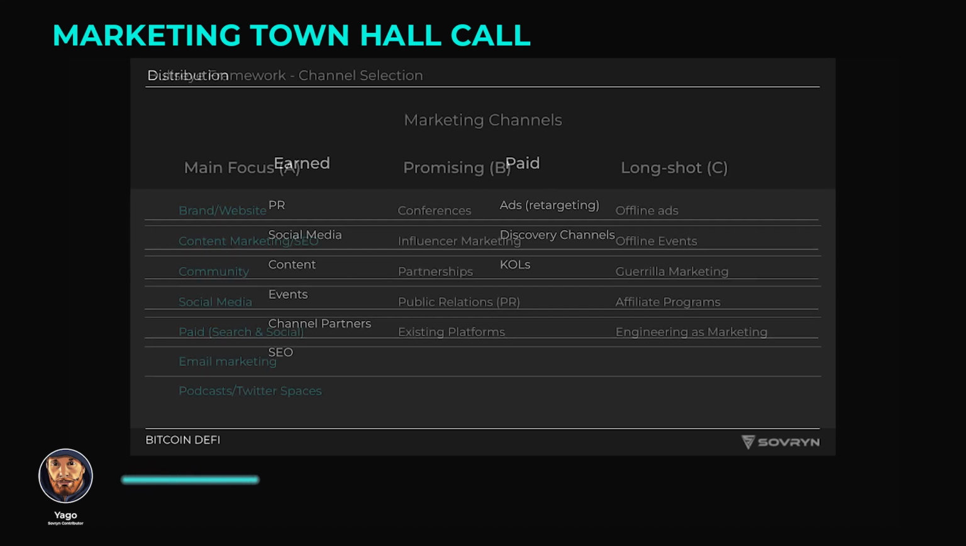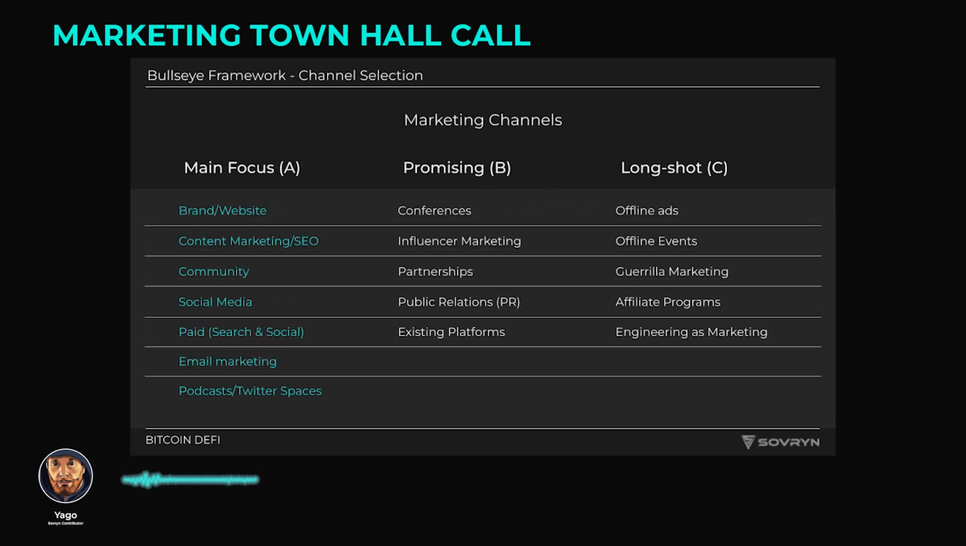So how do we choose where to focus our efforts with regards to this? There's what's known as the bullseye framework. Basically, you try to choose what your main focus is, what you think could potentially be promising but isn't low-hanging fruit, and then there's long-shot opportunities. And then, even within your main focus, you put a lot of effort into only a subset of these. Saturate them, get them right before moving on to the next ones.